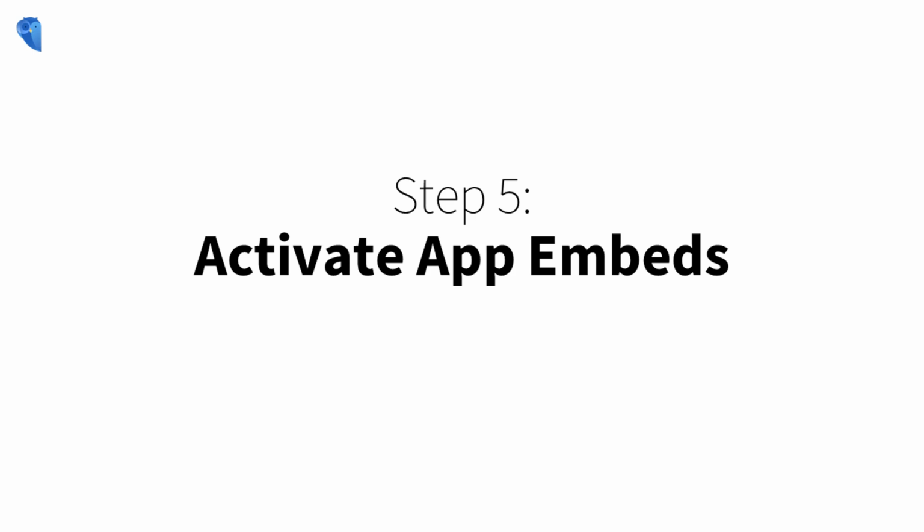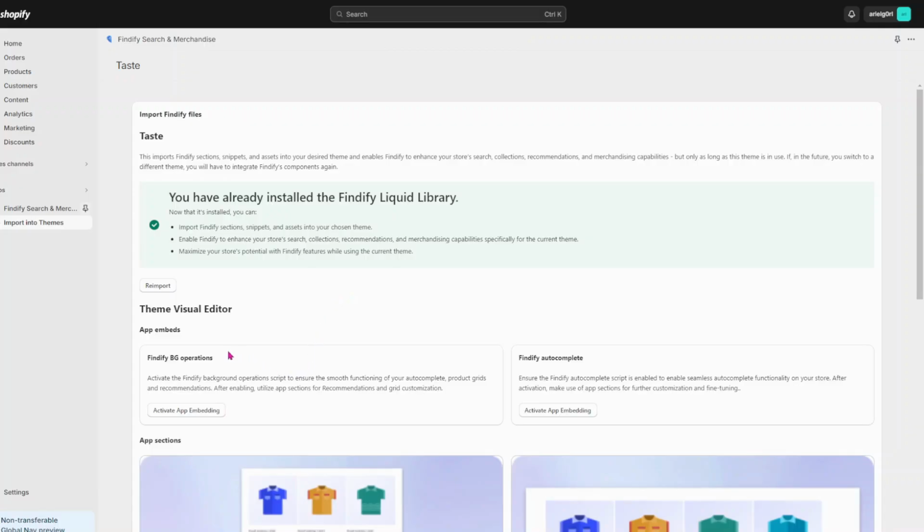Step 5. Activate App Embeds. Under Theme Visual Editor, you will see App Embeds. There are two subheadings under this, Findify BG Operations as well as Findify Autocomplete. Under both sections, you will see the same button, Activate App Embedding. Both buttons bring you to the same new window.